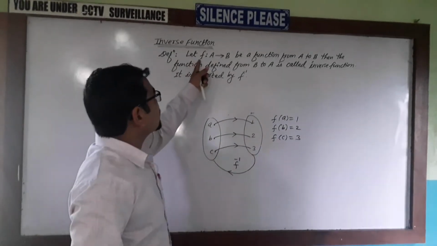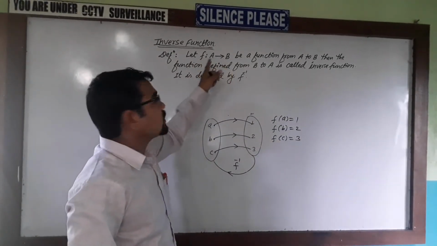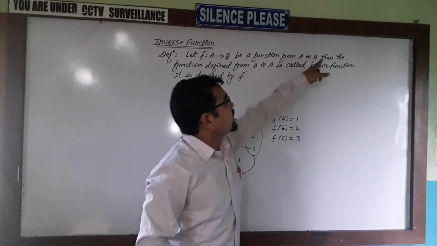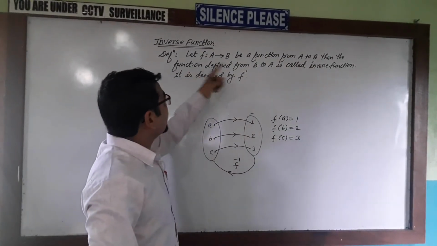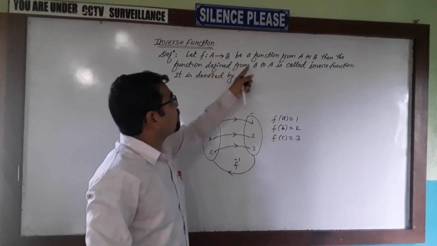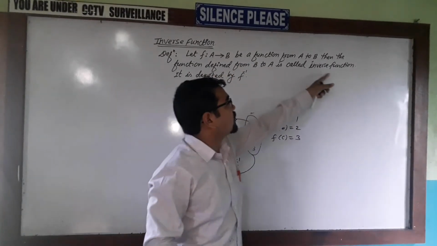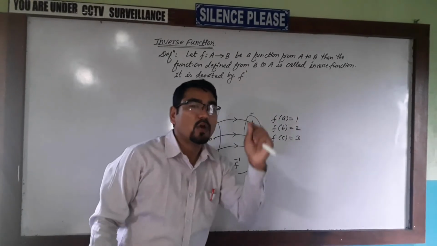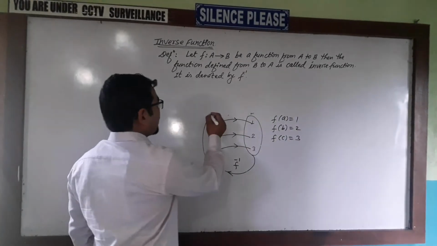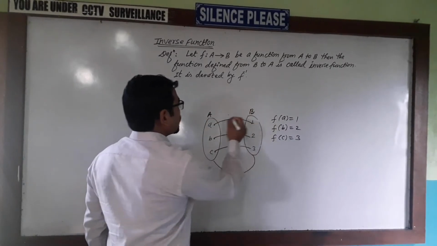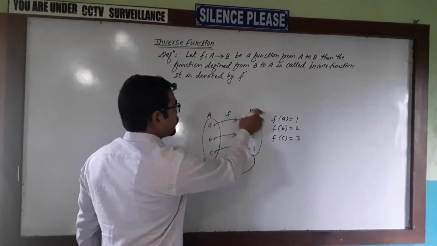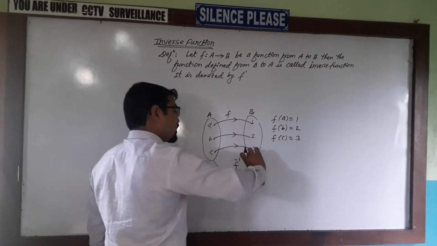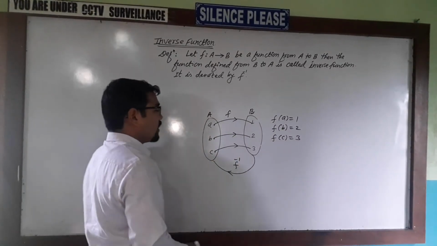So let f: A → B, otherwise f is a function from A to B, then the new function defined from B to A is called the inverse of a function. It is denoted by f inverse. Like this, in short, we can define it. The mapping diagram I already made: f is a function from A to B, then a function defined from B to A is called f inverse.